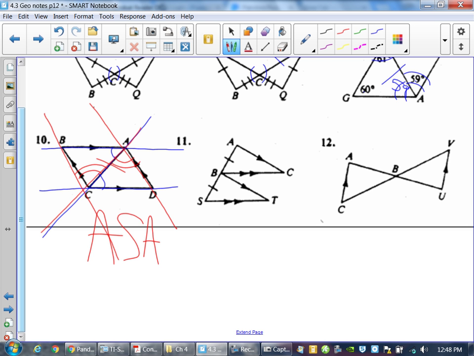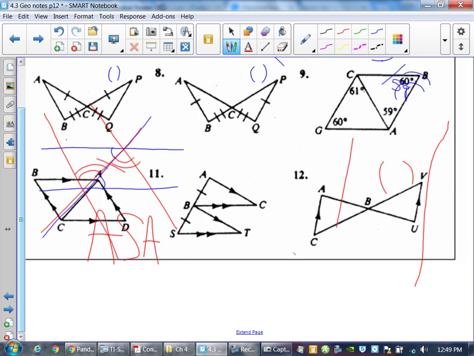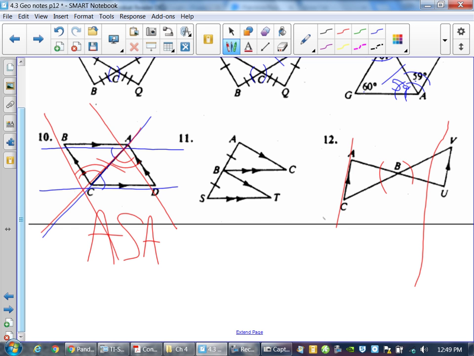Number 11 we did in class, it's the flag pennant one. The pennant one should always give you corresponding angles, and you get angle side angle. But then on 12, notice you've got the bow tie problem again. So you have sets of vertical angles here and here, and you also have your parallel lines. We have our parallel lines with transversals. Alternate interior here.